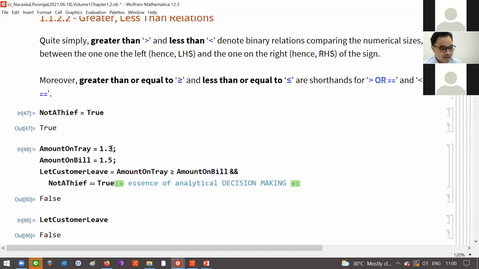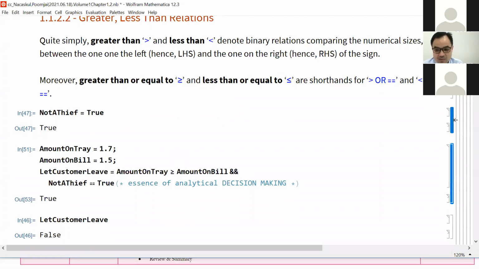Okay, well, this is false, right? Because the amount is not enough. Now it's true. So the amount on the tray is greater than the amount on the bill and also not a thief. So let this person leave, go on his merry way. Now I should clear this as well, but I guess I'm not going to use this. I had to clear A and B.